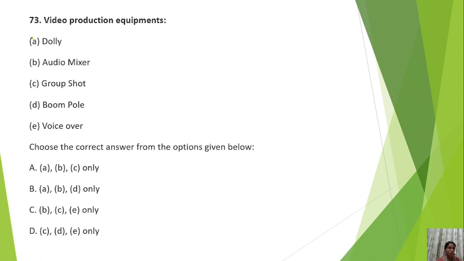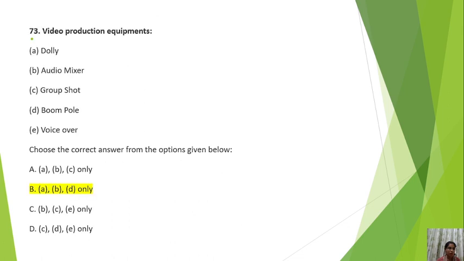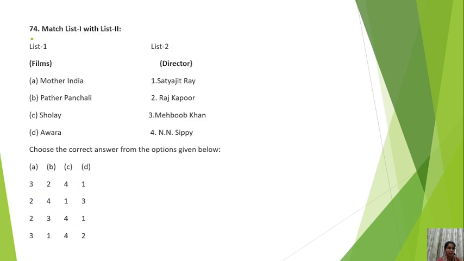Then voiceover. Voiceover is not an equipment. It is used to tell a story after you have shot a scene or a sequence. Then to tell about the shot or sequence, if you are not telling it in the video, then you do a voiceover. I hope you know what is a voiceover. So voiceover is not an equipment, and group shot is not an equipment. Rest three are the video production equipments. A, B, and D is the right answer.